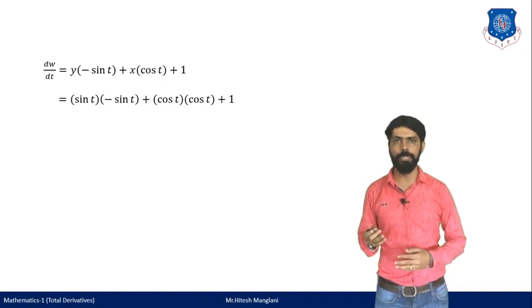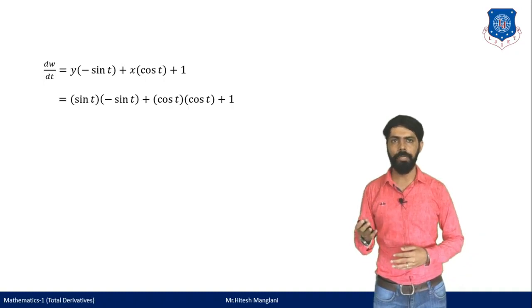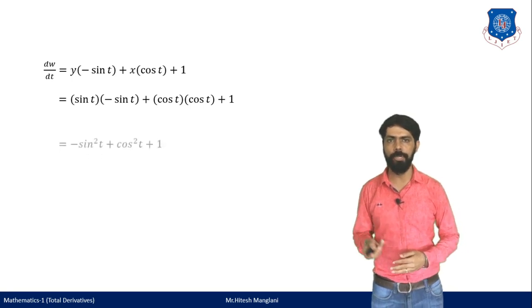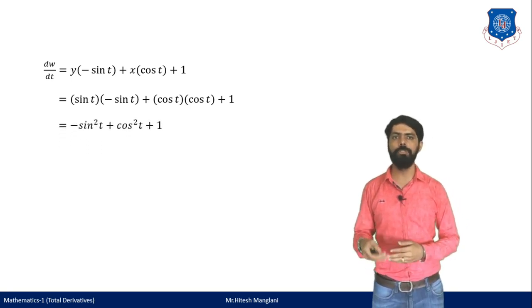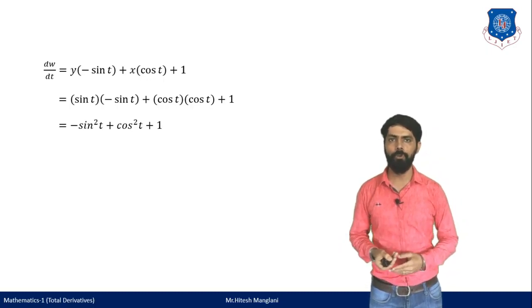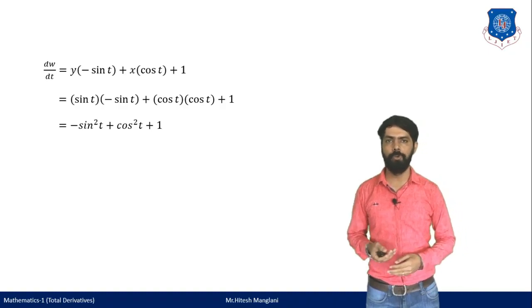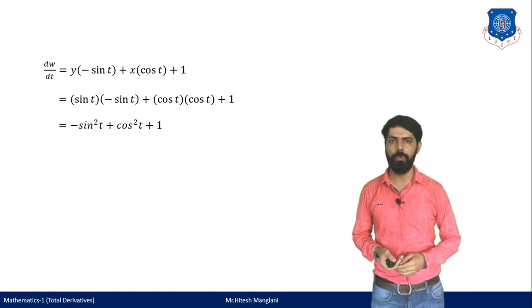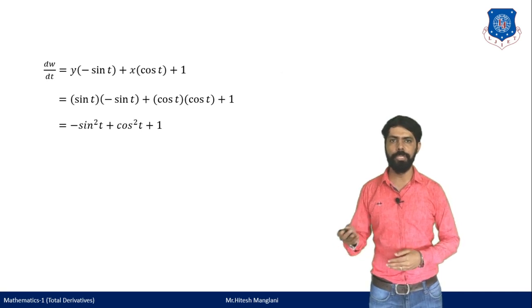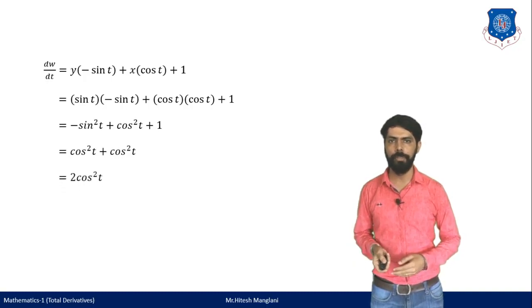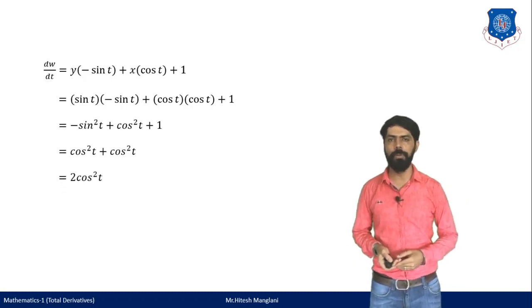Y is sin t. So replacing y by sin t and x by cos t, it will be sin t into minus sin t plus cos t into cos t plus 1. So this can be written as minus sin square t plus cos square t plus 1. Now we know that sin square theta plus cos square theta is 1. So 1 minus sin square theta will be cos square theta. So here 1 minus sin square t will be cos square t. So it will be cos square t plus cos square t, and it will be 2 cos square t. So this is the answer of dw by dt.